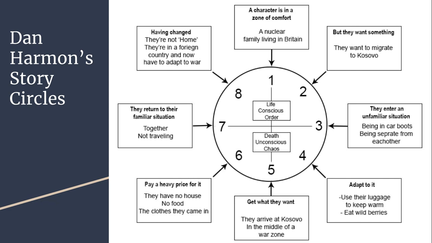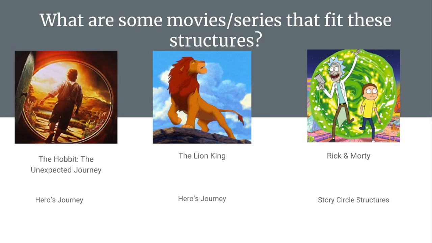So, now I want to give you guys some examples of both of these structures. Hopefully, you know at least one of these examples. We're going to start with The Hobbit. The Unexpected Journey is a prime example of the hero's journey, with Bilbo stepping out of the Shire at the call to action by Gandalf.